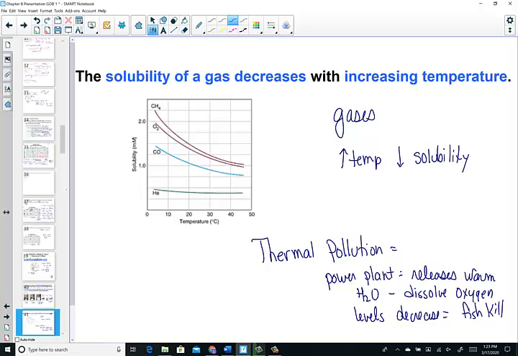That's the true telltale sign: whatever plant or factory is on the water, if you see a buildup of fish kill around it, you know that they're releasing hot water back into the lake. When you raise the temperature of that water, you decrease the levels of oxygen. It comes bubbling out of solution, and with decreased oxygen content, you're going to have decreased marine life.